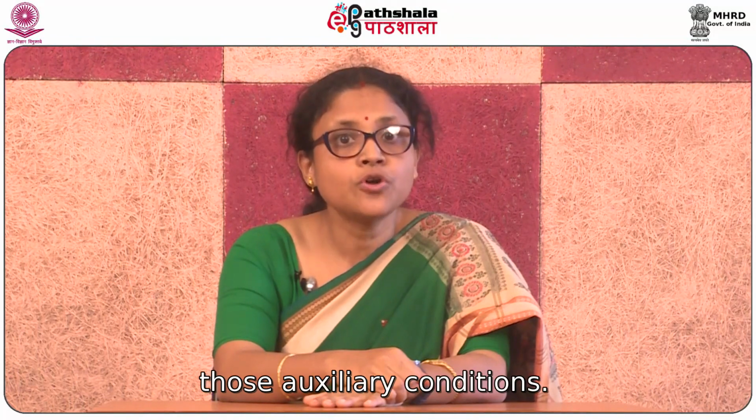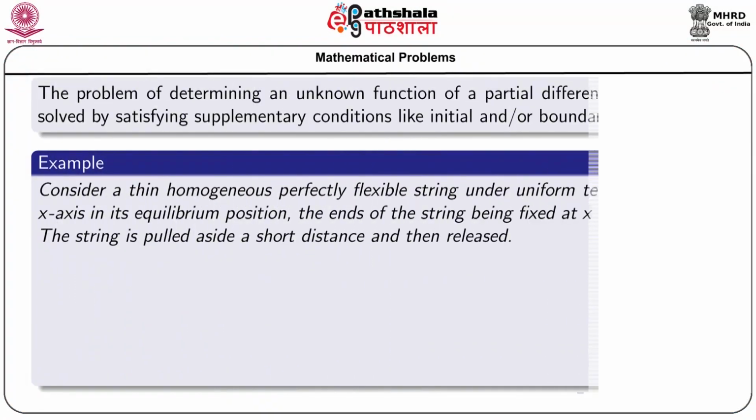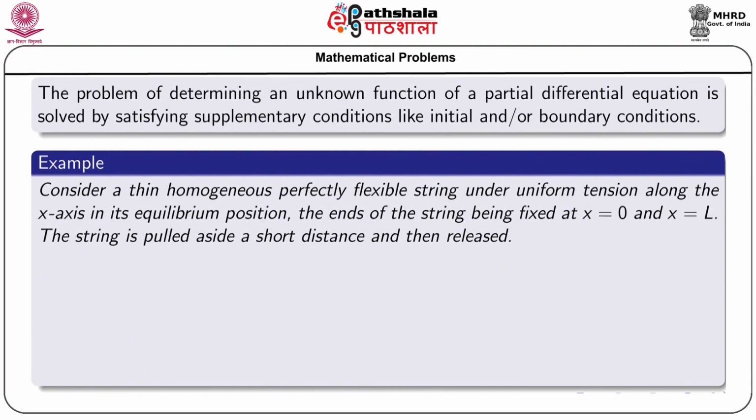In this video, we are going to explain those auxiliary conditions. Now we shall take one example. So this is an example of a physical system where the partial differential equation appears together with some supplementary condition. Consider a thin, homogeneous, perfectly flexible string which is under uniform tension along the x axis in its equilibrium position, and the ends of the string are fixed at x equals 0 and x equals L. Now, the string is pulled aside a short distance and then released.